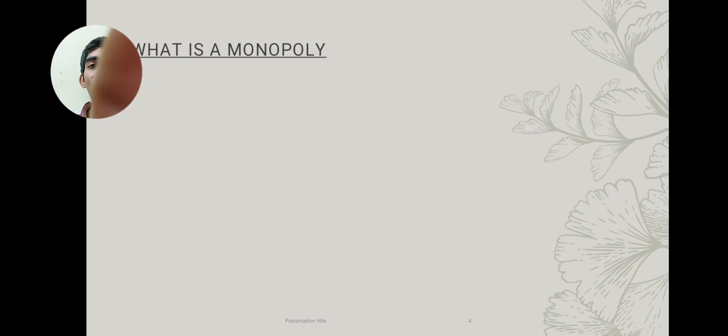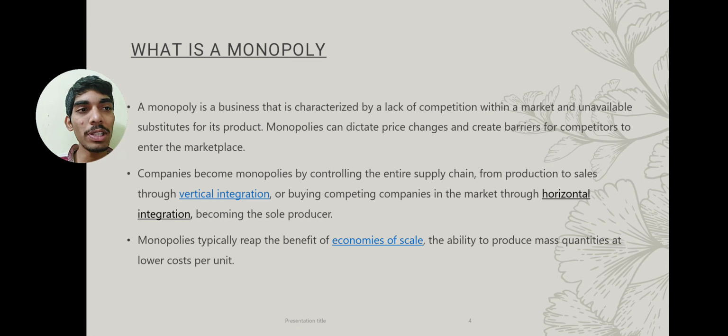Next, what is monopoly? A monopoly is a business that is characterized by a lack of competition within a market and unavailable substitutes for its product. Monopolies can dictate price changes and carry barriers for competitors to enter the marketplace. Companies become monopolies by controlling the entire supply chain from production to sales through vertical integration, or by acquiring competing companies in the market through horizontal integration, becoming the sole producer. Monopolies typically reap the benefit of economies of scale, the ability to produce mass quantity at lower cost per unit.